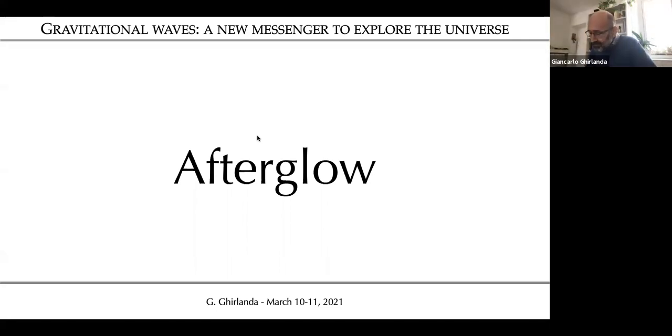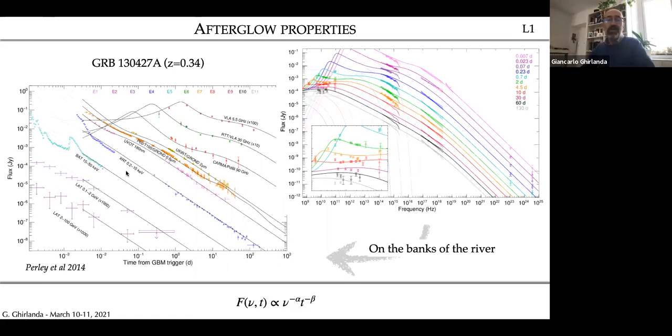Now, as for the prompt emission, I could spend the rest of the lecture describing all the different features we have and the diversity we have in the afterglow, which is not useful, I think. So I just show you an example of an afterglow of a GRB. This is a quite extraordinary case because it's one of the most energetic events ever detected. It is at redshift 0.34.